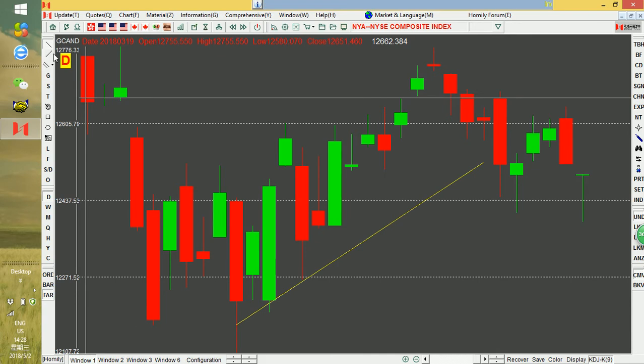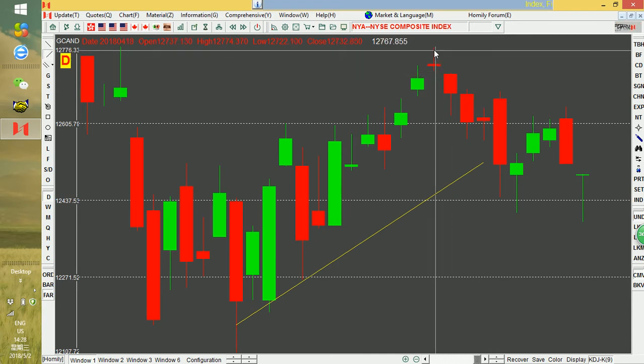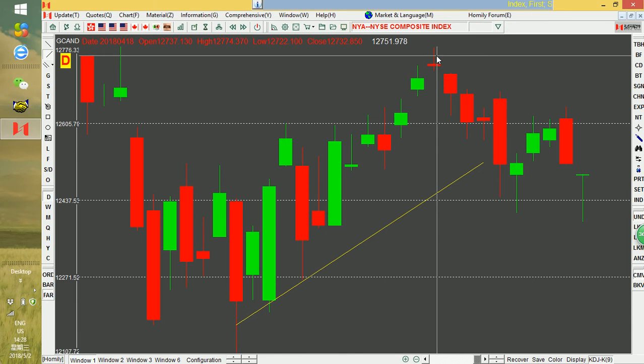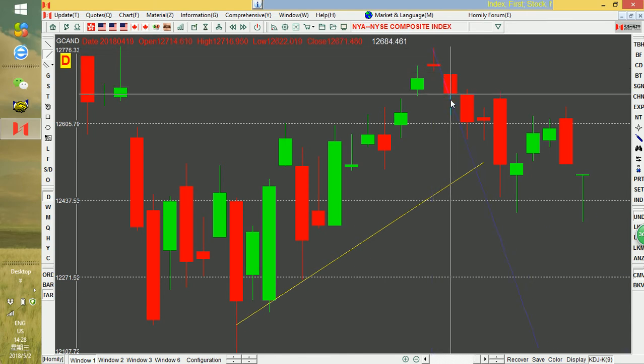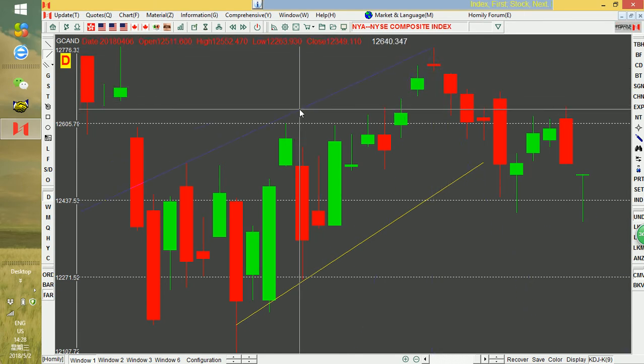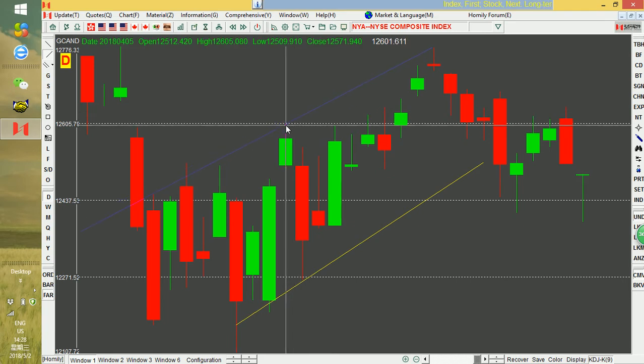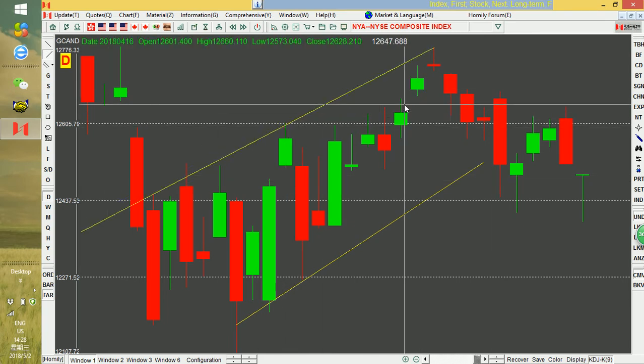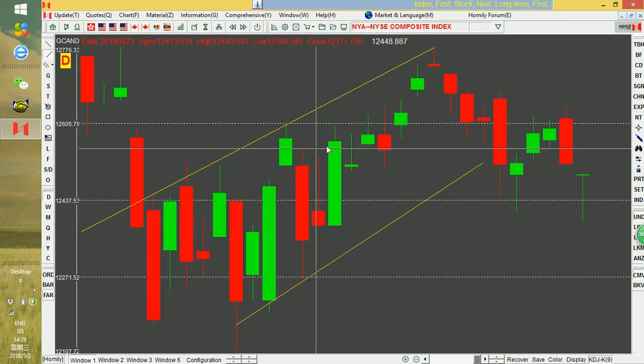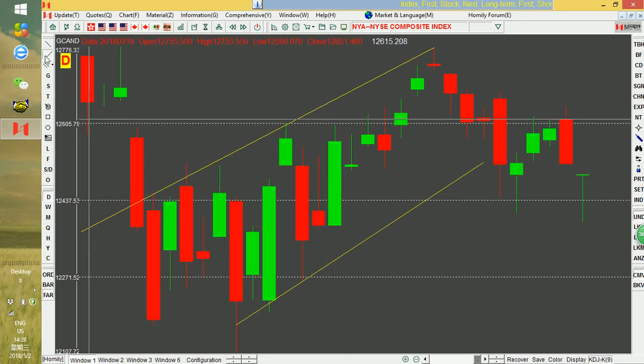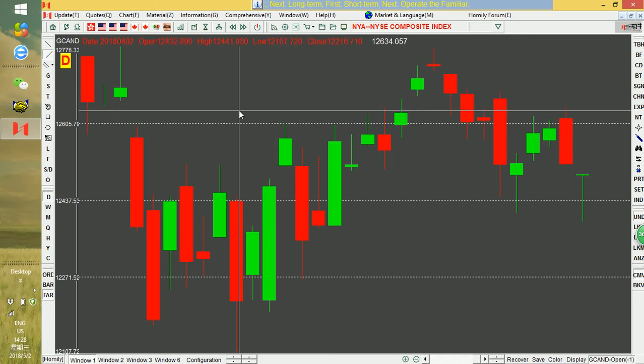And the second one is different from this line because you get 2 points and it can extend the line further, mathematically. And the third one is the parallel line, and this one is actually for us to get the channel, the upper channel and downward channel.